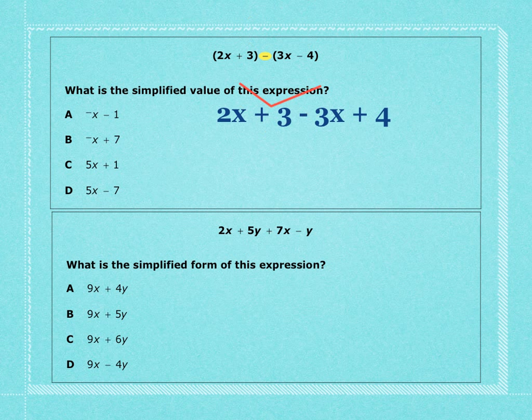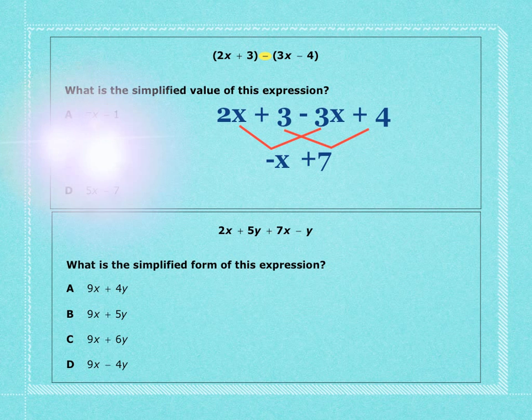Now I can combine like terms. 2x minus 3x is going to give me negative 1x, or just negative x, and then 3 plus 4 gives me positive 7. So my answer is B, negative x plus 7.